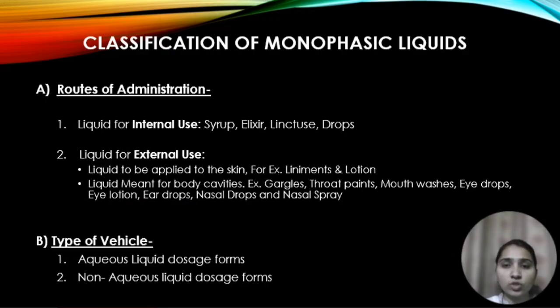Next is the classification of monophasic liquids. First, it is divided into two types: according to the routes of administration and according to the type of vehicle. The routes of administration are again divided into two types, liquids for internal use and liquids for external use. For internal use, the examples are syrup, elixir, linctus, and drops. For external use, liquids to be applied on the skin include liniment and lotion. Liquids meant for body cavities include gargle, throat paint, mouthwash, ear drops, eye drops, and nasal spray. The second type, according to the type of vehicle, is again divided into two types: aqueous liquid dosage forms and non-aqueous liquid dosage forms.